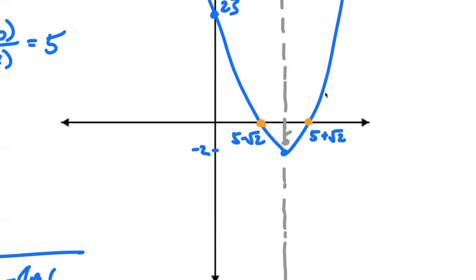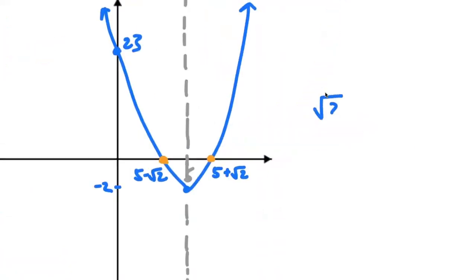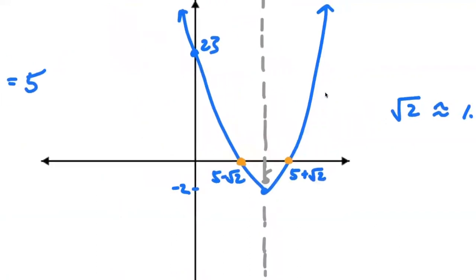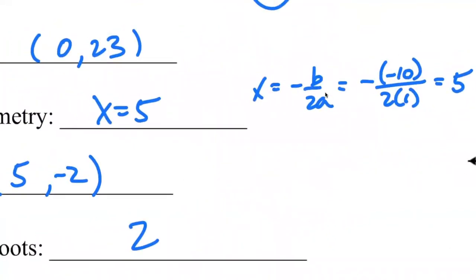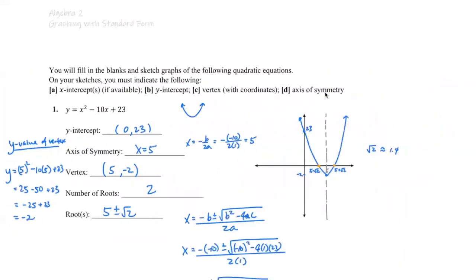And here's a little bonus. It's really good for you that you know root 2 is around 1.4. It's a very good thing to know, by the way. So that's how we get the sketch of the graph, and we have all the blanks filled out. So that's pretty much it for question number 1.